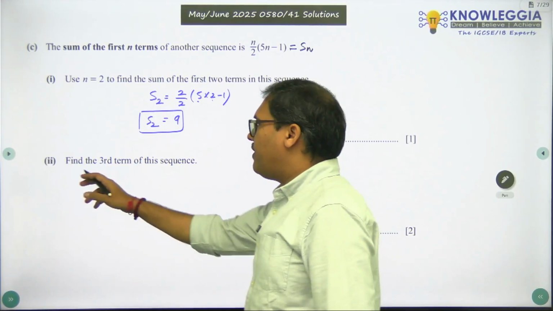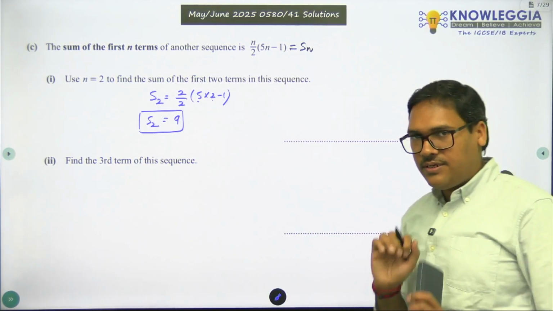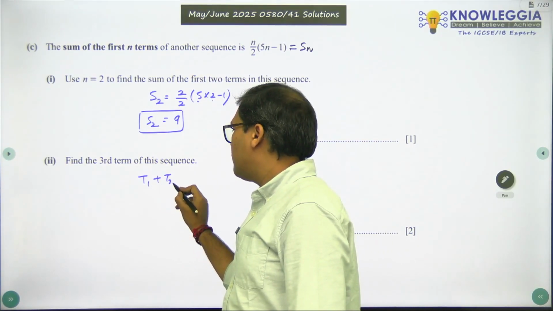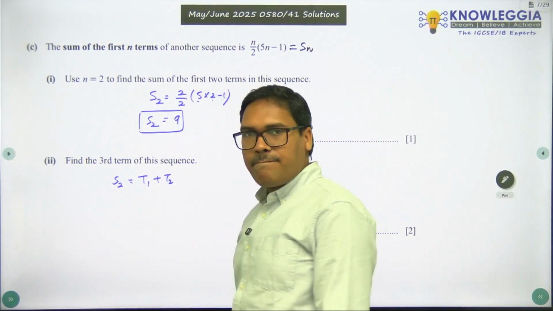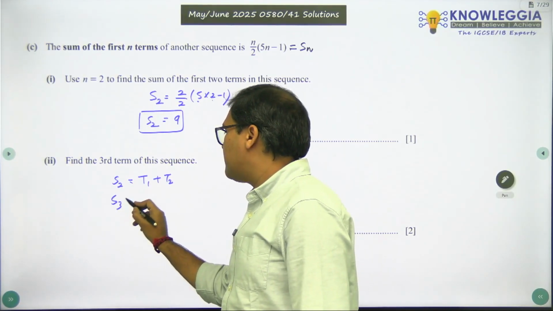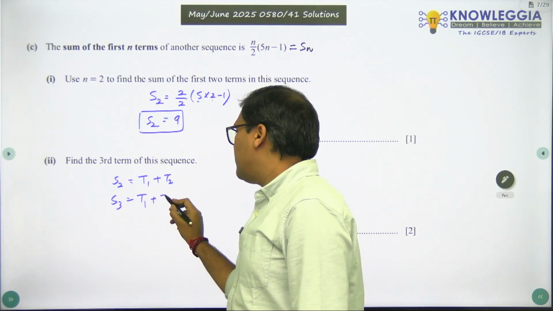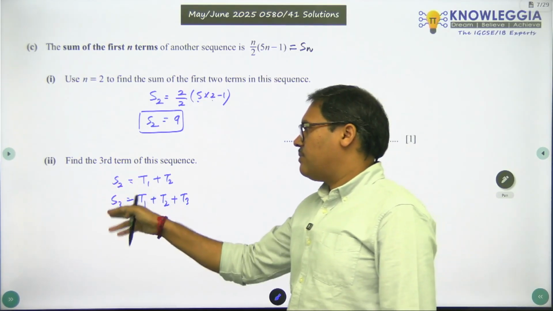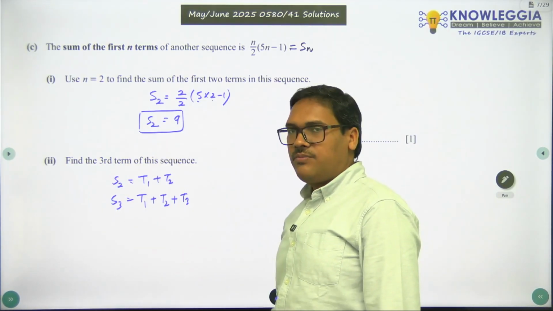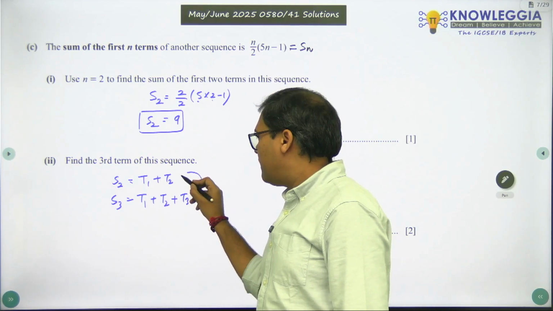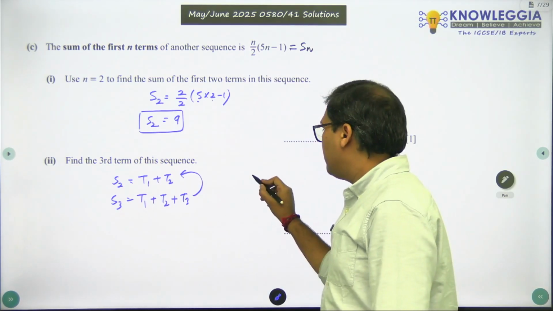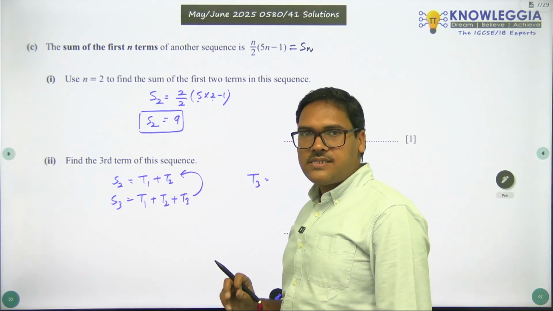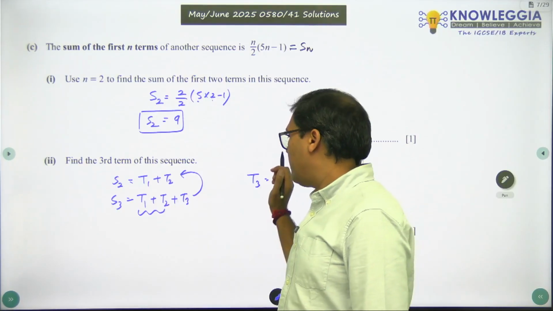Now find the third term of the sequence. Now see here, T1, T2, that is the sum of 2 terms, right? And the sum of 3 terms you can say is T1 plus T2 plus T3. I hope this is clear. Sum of 2 terms, sum of 3 terms. Now, what is the third term? We can easily see what it is if I take the difference of these two. T1 and T1 cancel out.